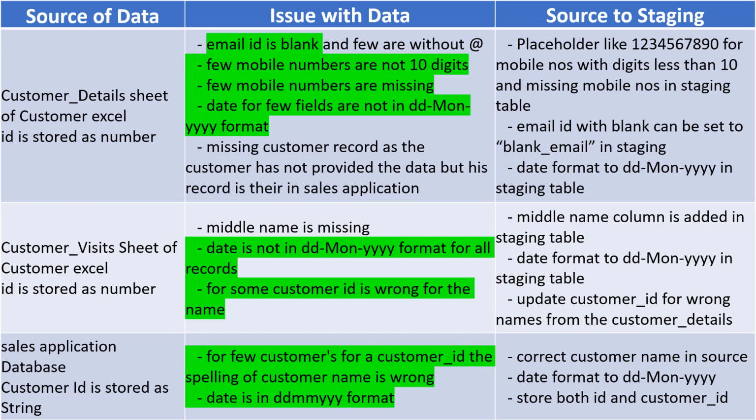Also, in the staging table, we need to add the ID column as well as the customer ID, because the customer ID is stored as string in the sales application, and this ID is not the same as the ID in the customer details and customer visits sheets. So we need the mapping between the ID and the customer ID column, and for that reason we add both the ID and customer ID columns within the same table in the staging area.